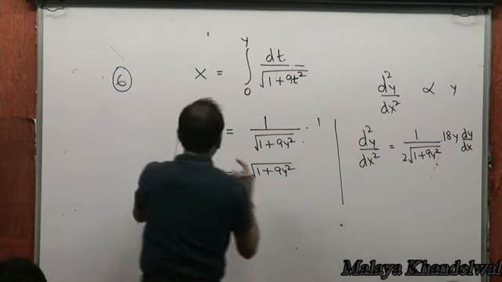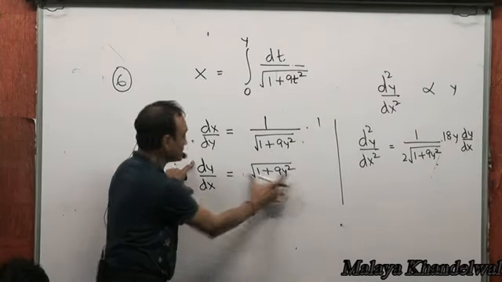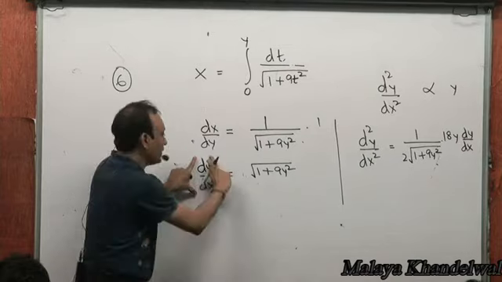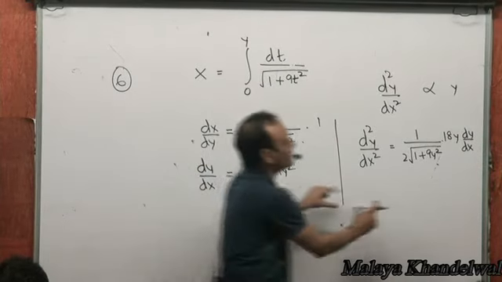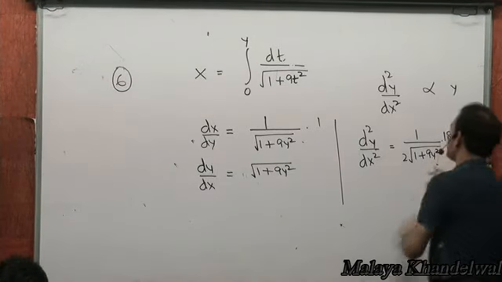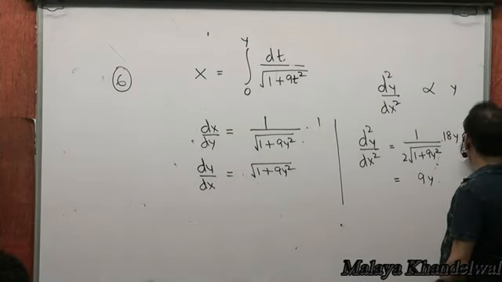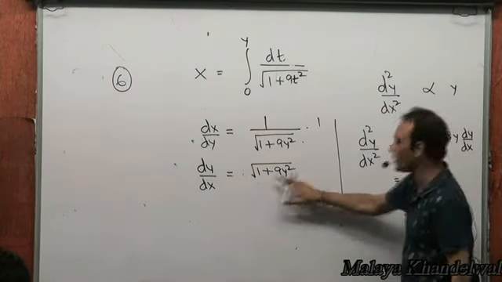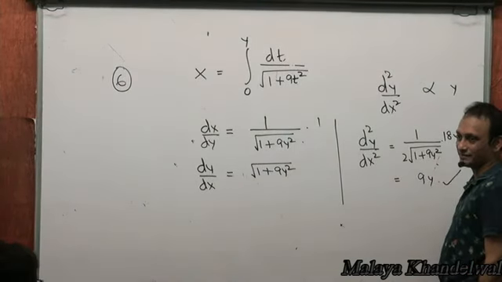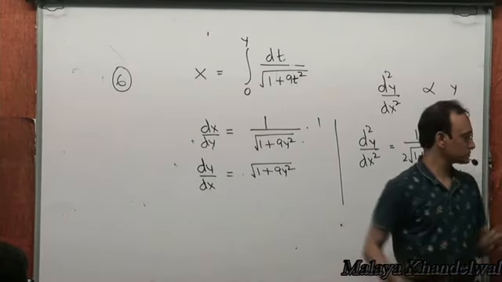Now see, dy/dx divided by root 1 plus 9y squared is 1, isn't it? So this will be simply 9y, because dy/dx by root 1 plus 9y squared is 1. So this turns out to be 9y, so d2y/dx2 is proportional to y. Isn't it?